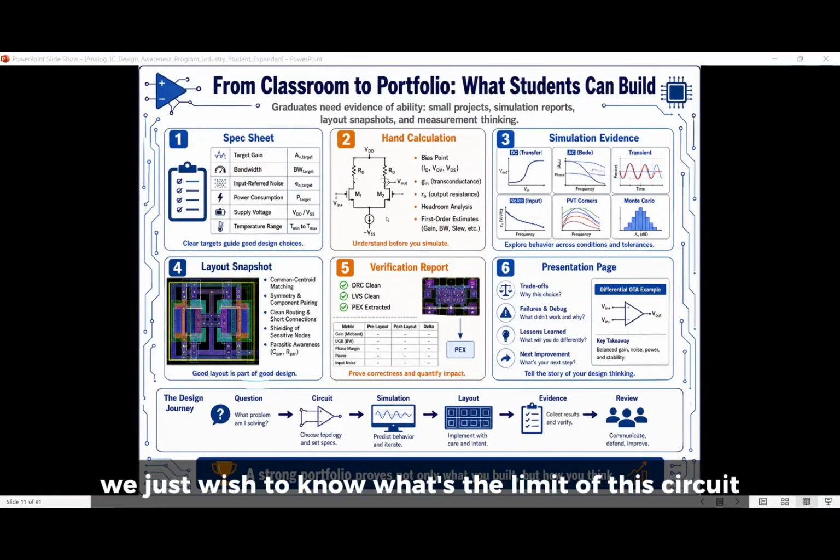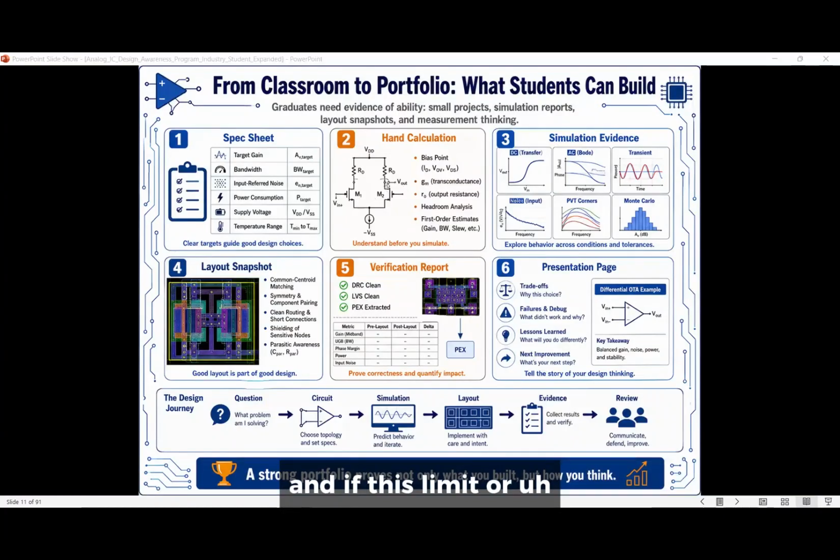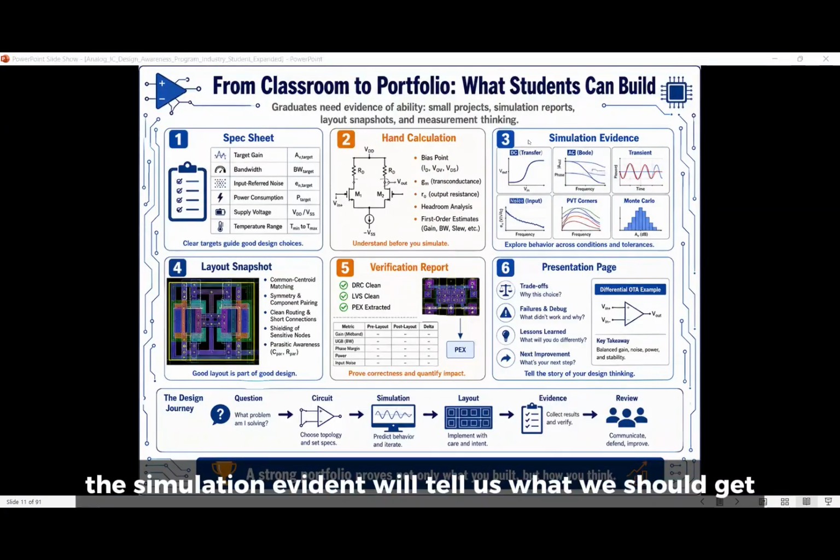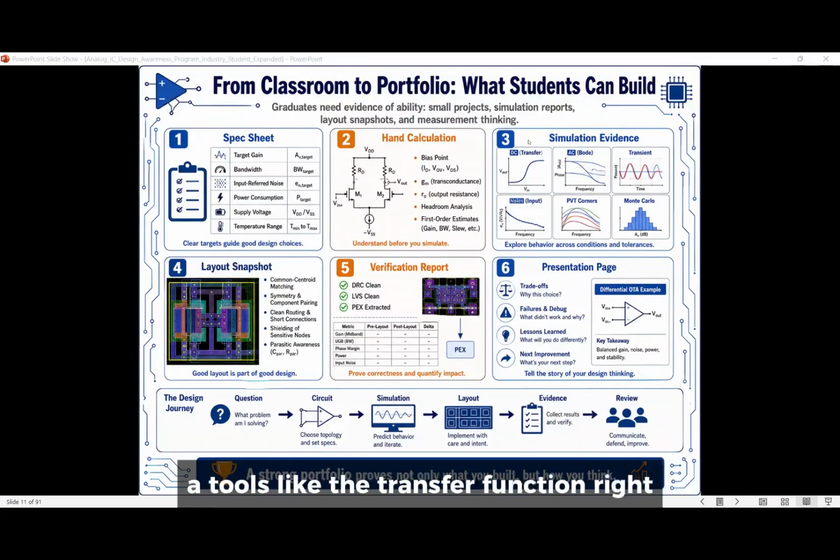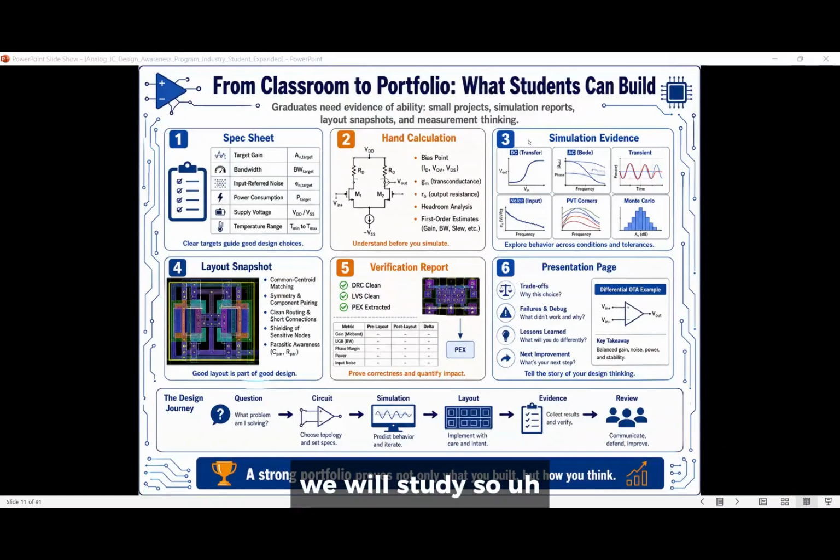We just wish to know what the limit of this circuit is, and if the spec already reaches the limit of this kind of circuit, this circuit is not good enough for us. So we have to think about another way, like the cascode, or other topology, right? So the simulation evidence will tell us what we should get and what we can observe from the EDA tools, like the transfer function, right?